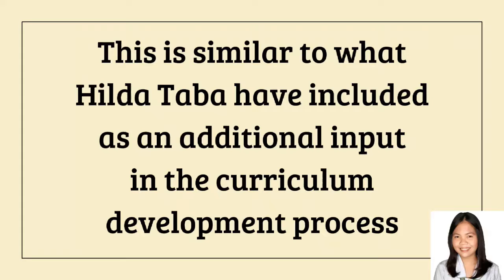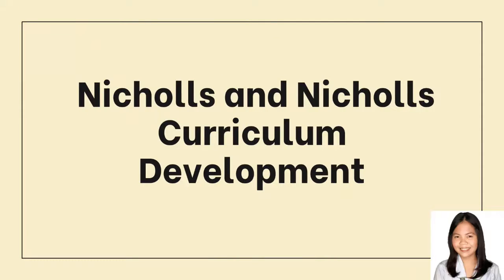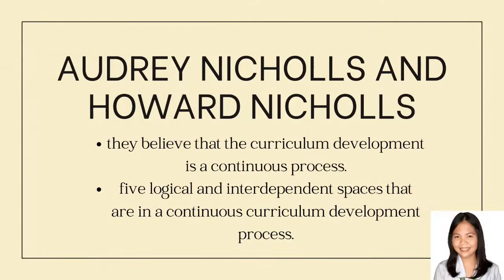So now, we're going to discuss the first cyclical curriculum development model, which is Nichols and Nichols curriculum development model. So who are the developers of this model? They are Aubrey Nichols and Howard Nichols in 1978. According to them, they believe that the curriculum development is a continuous process. They prescribe 5 logical and interdependent stages that are in a continuous curriculum development process. Again, these 5 logical and interdependent stages will start with the situational analysis, in which curriculum decisions are made, followed by the selection of objectives and other succeeding phases.